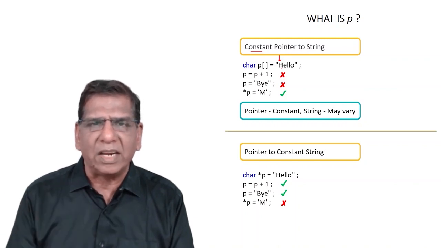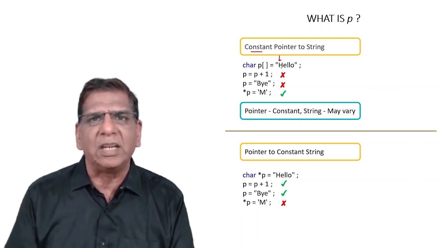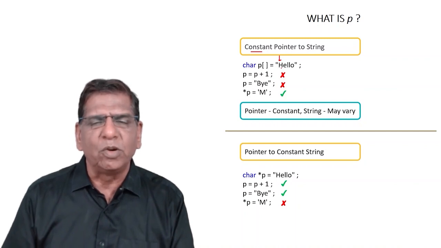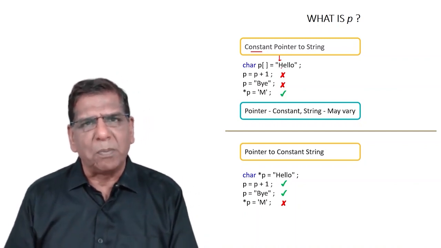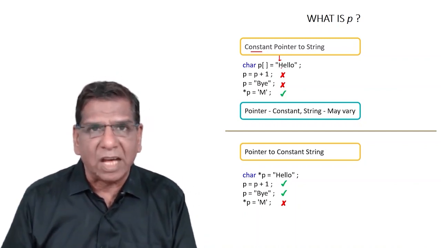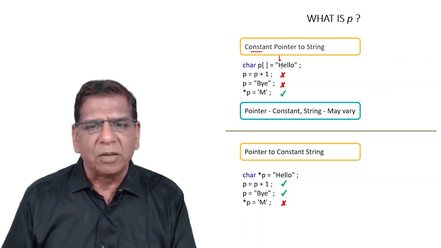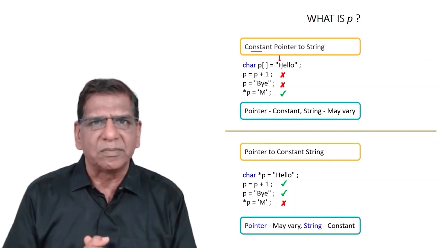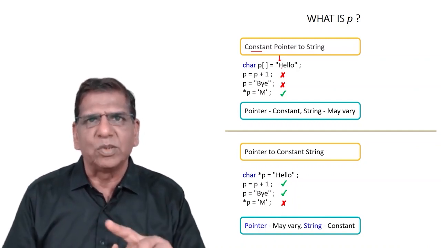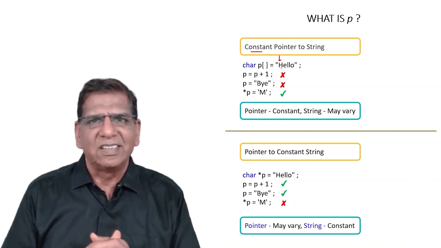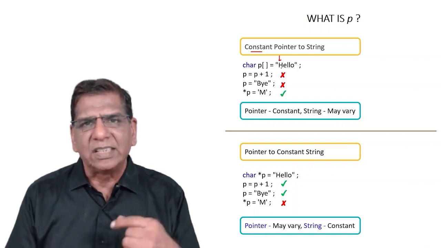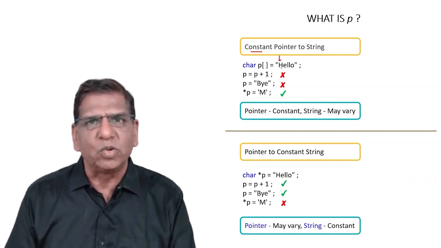Moreover, p is not an array, so you need not say that array name equal to something is wrong. p is not an array in the second case, it's merely a pointer. So p equal to p plus 1 is fine, p equal to "bye" is equally fine. But star p equal to 'm' would result in an error because the pointer can change here, but the string cannot. So these are quite opposite to one another. In the first case, p acts as a constant pointer to a string. In the second case, p is a pointer to a constant string.